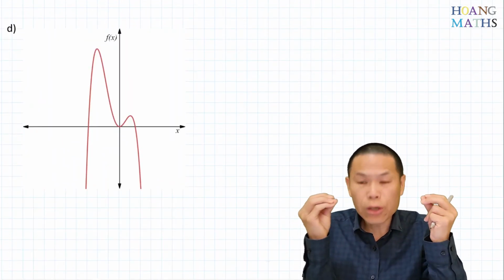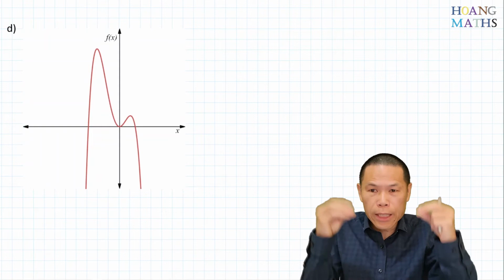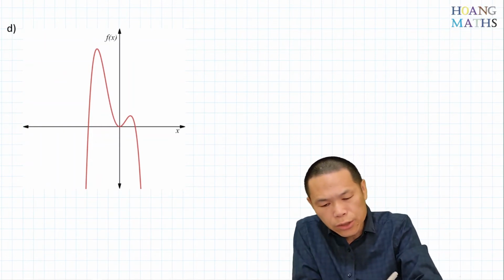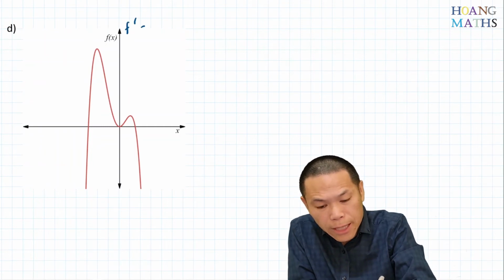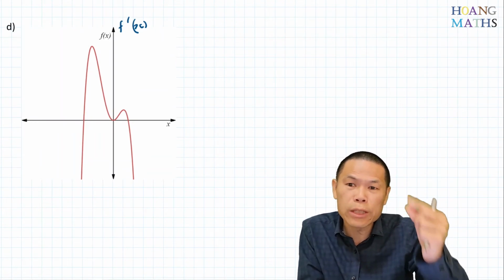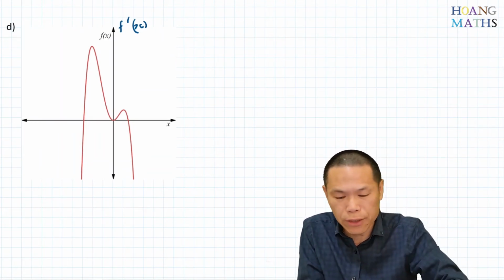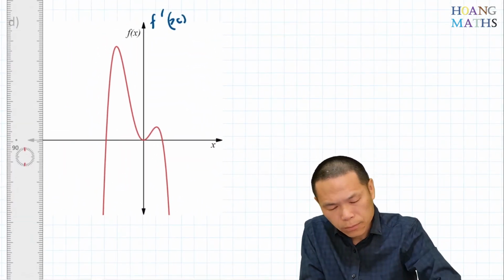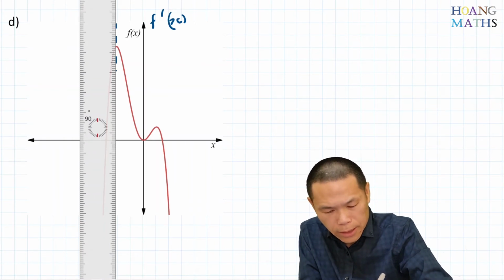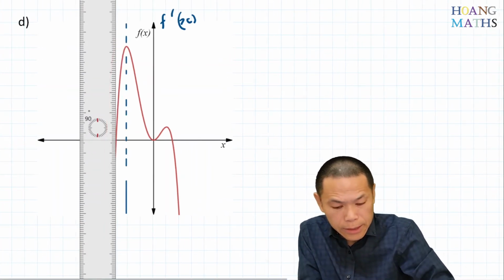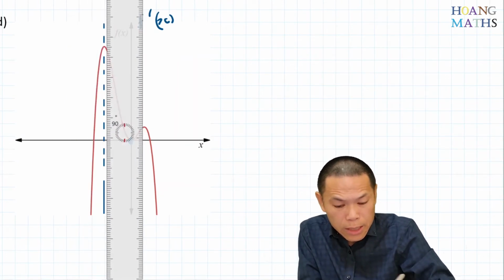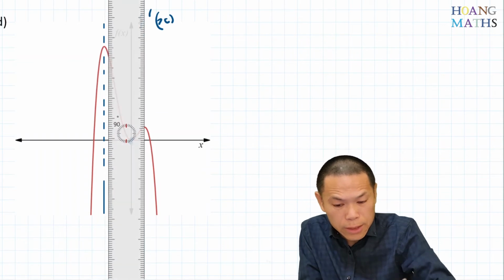Next one. So rather than draw a gradient function underneath the curve, I'll just draw on it, okay? So it just makes it easier for me, that's all. So let me just label this f dash x as well, the gradient function. So to graph a gradient function, the number one rule is we need to identify the zero gradient first, okay? So just keep that in mind. So we just make sure of the zero gradient first, okay? Along here. And this is zero gradient here. And this is also another zero gradient at this point.